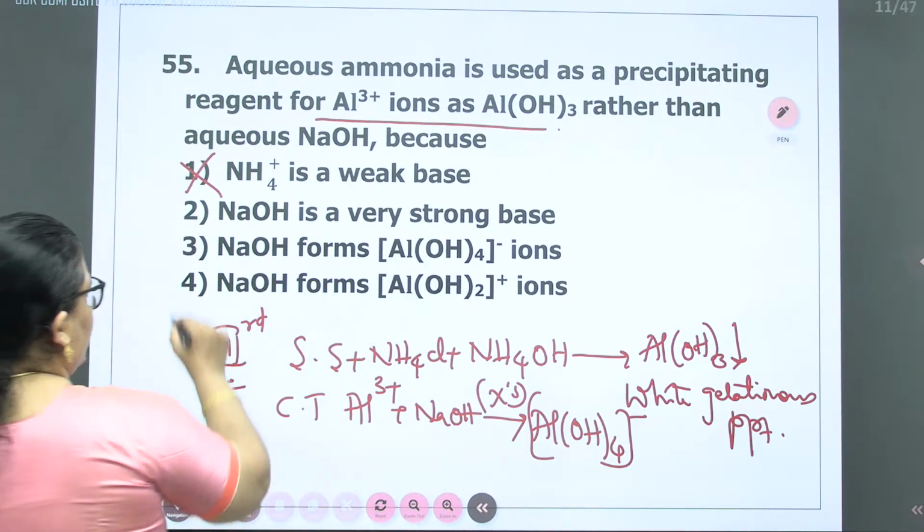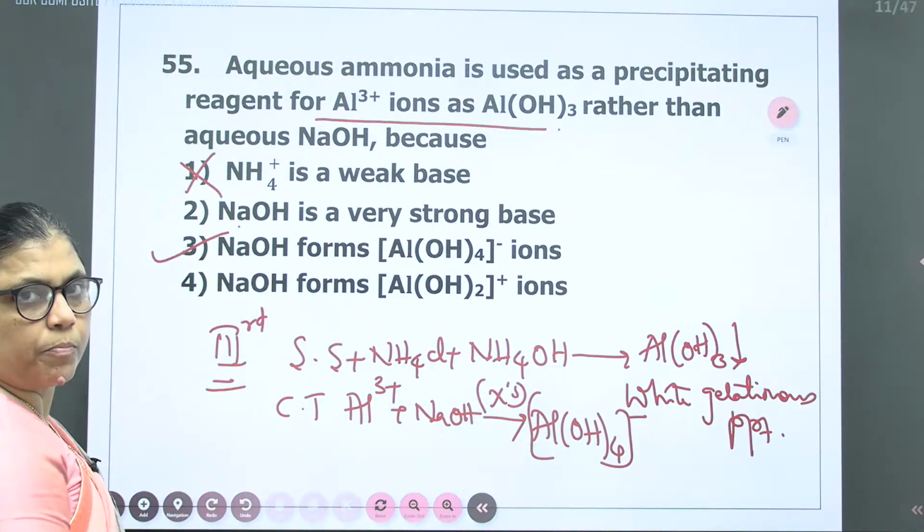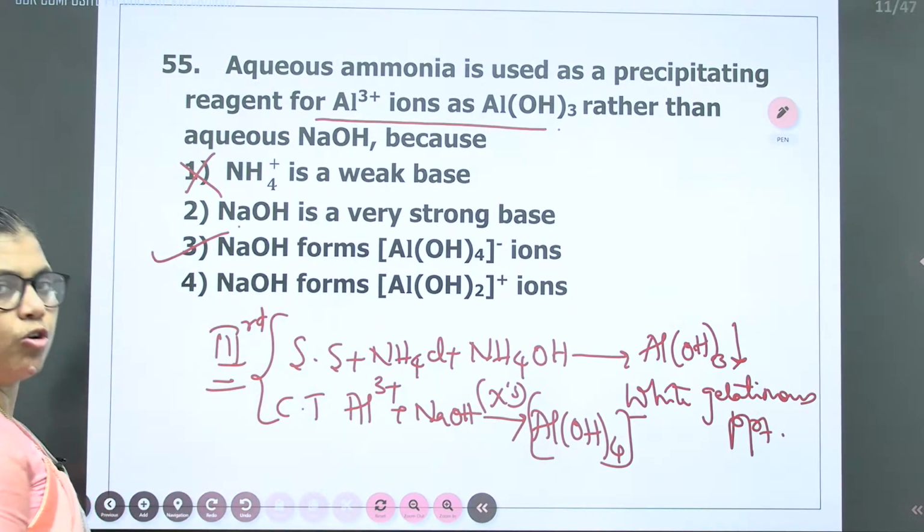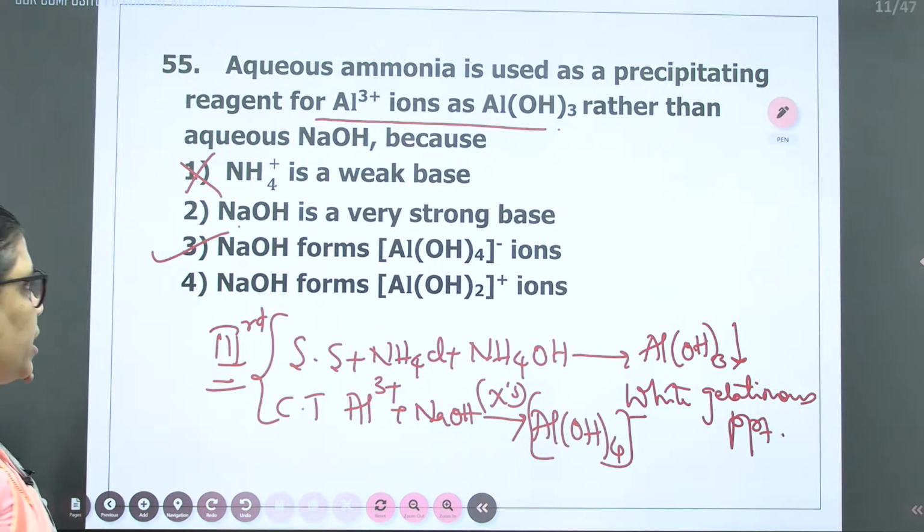Tetrahydroxyaluminate 3. Therefore, the correct option is the third option. This question is related with what? Semi-micro qualitative analysis of inorganic salt.